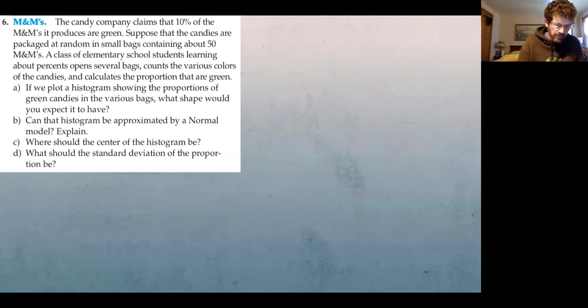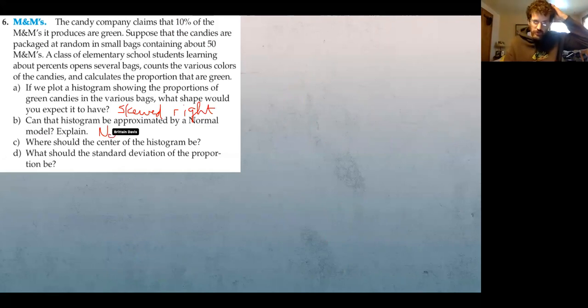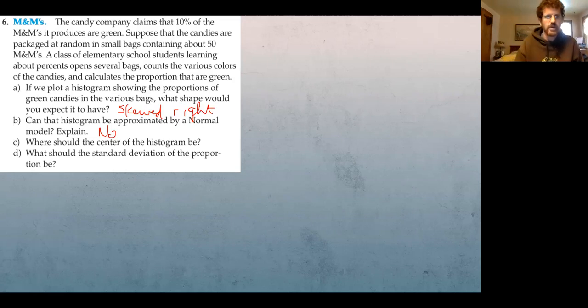So technically here it would be skewed right, and we couldn't really officially use the normal model. But the next two require us using these calculations anyway. Where should the center of the histogram be? Well, this is going to be proportions, so the center should be just at 0.1. We know the population proportion is 0.1, so our sampling distribution should be centered there as well.